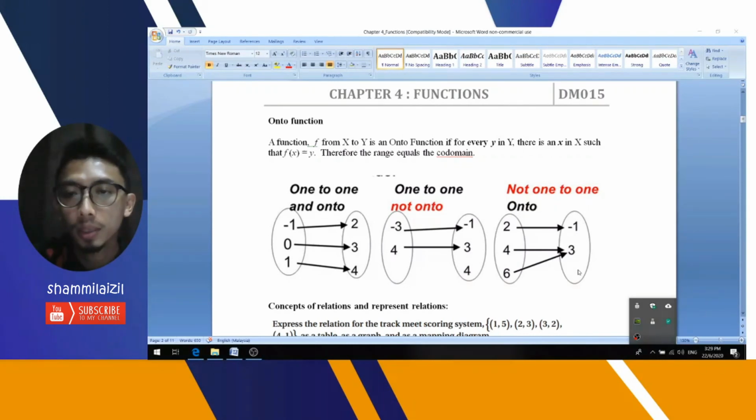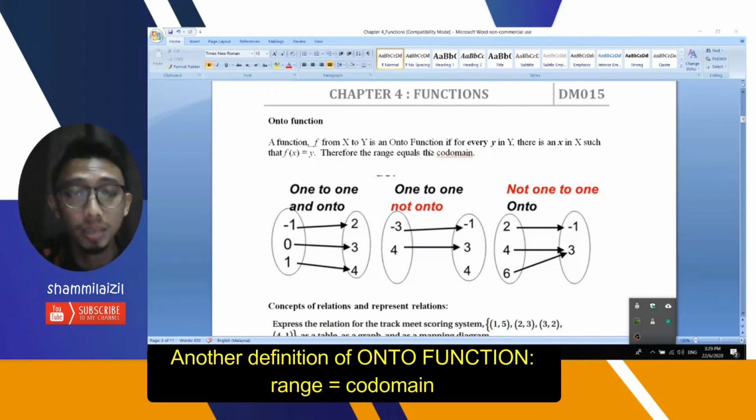This one, take a look at y values. Once again, all y values have an arrow at least. So we call this one onto function. And then there is an extra statement here. Therefore, the range equals the codomain. So what does it mean actually? If the range is similar to the codomain, then that is onto function.